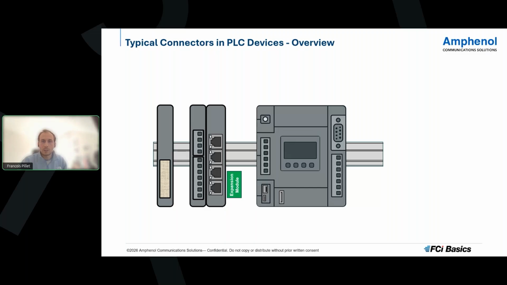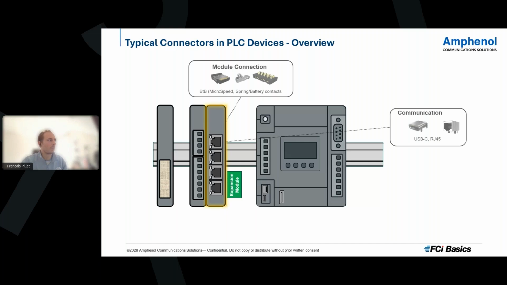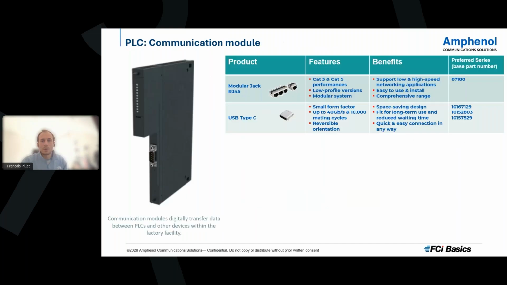On top of this, it is crucial to offer reliable interconnect solutions to support the central role of the communication module in the PLC architecture, which is the transfer of data. For this purpose, modular jack RJ45 and USB Type-C interfaces are the most popular connectors. On this slide, you can find our popular product series in these categories. The main features that we want to highlight are space-saving design, along with high-performance specs for optimal user experience.